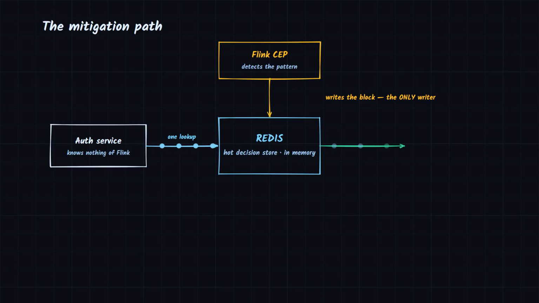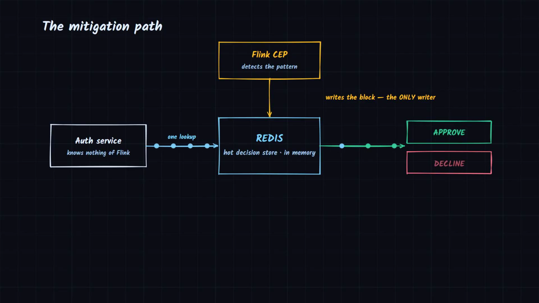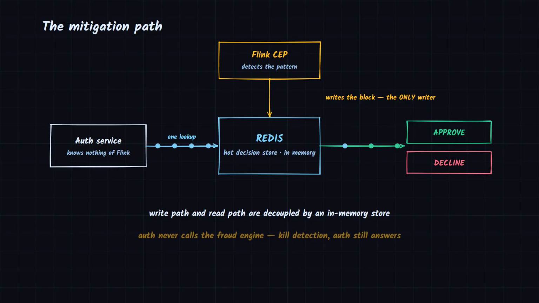And notice the direction of the dependency. Authorization does not call the fraud engine. If the whole detection pipeline fell over right now, authorization keeps working. It just stops learning about new blocks. That is not an accident. It is the point. The fraud engine must never be able to take payments down with it.